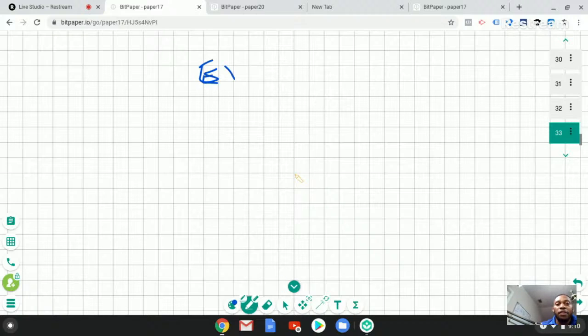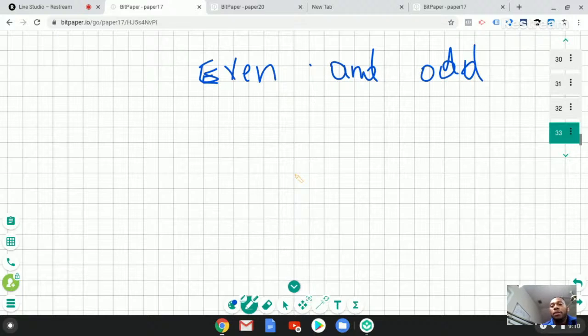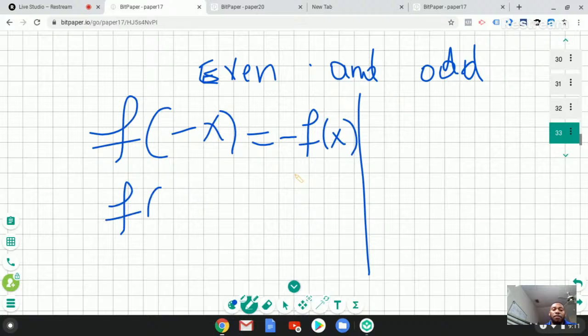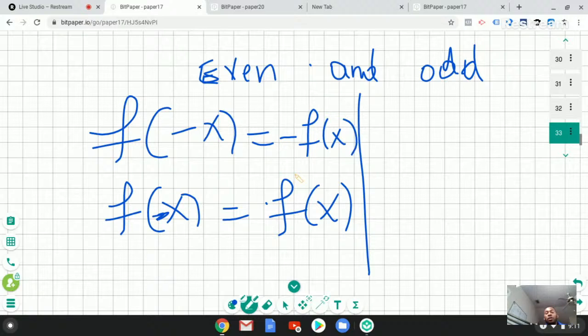let's do even and odd functions algebraically. What does that mean? So even function means that, normally this is what you would see in a book. That probably doesn't make sense to you. So let's say I have f of negative x is equal to either negative f of x, or f of negative x is equal to f of x. So one of those means even function. One of those means odd.